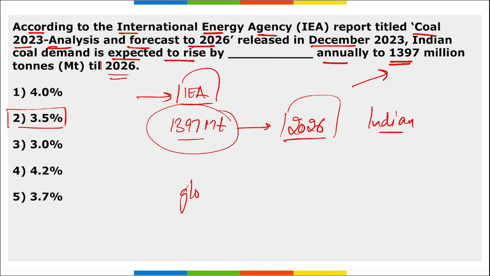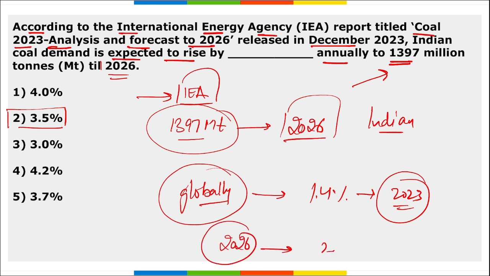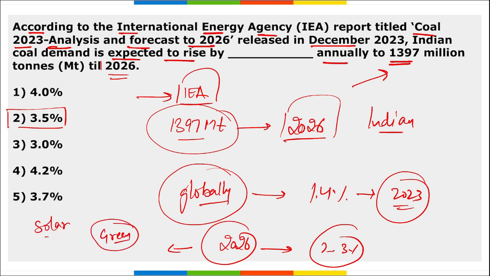If we are talking about globally, this demand rose by 1.4% in 2023. Correct? And coal consumption globally by 2026 is expected to be 2.3% lower than in 2023, because we are now implementing more green energy projects. We are shifting to green energy such as solar energy, wind energy, and we are adopting the clean measures now.